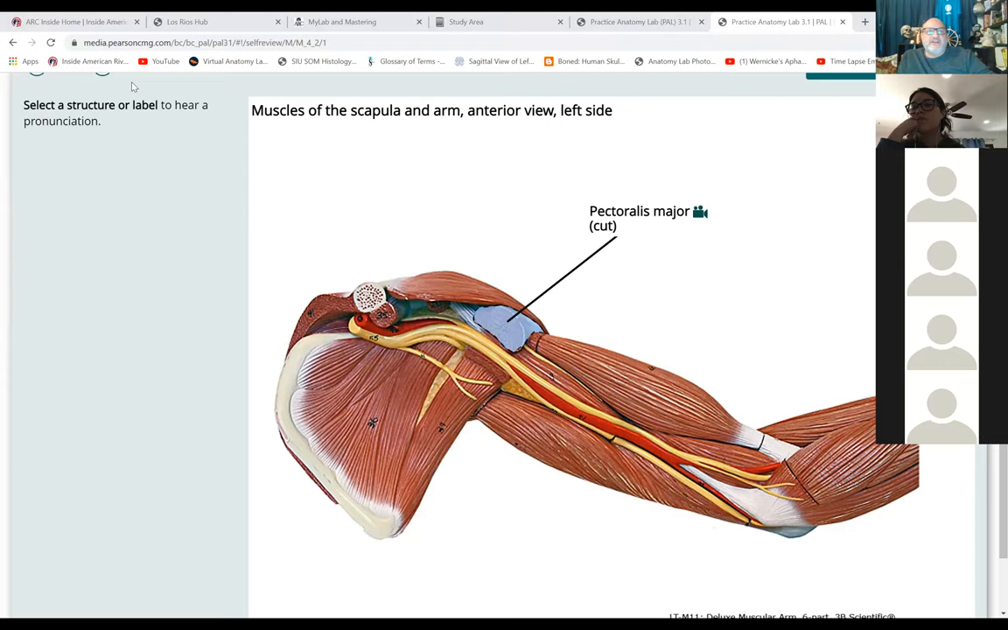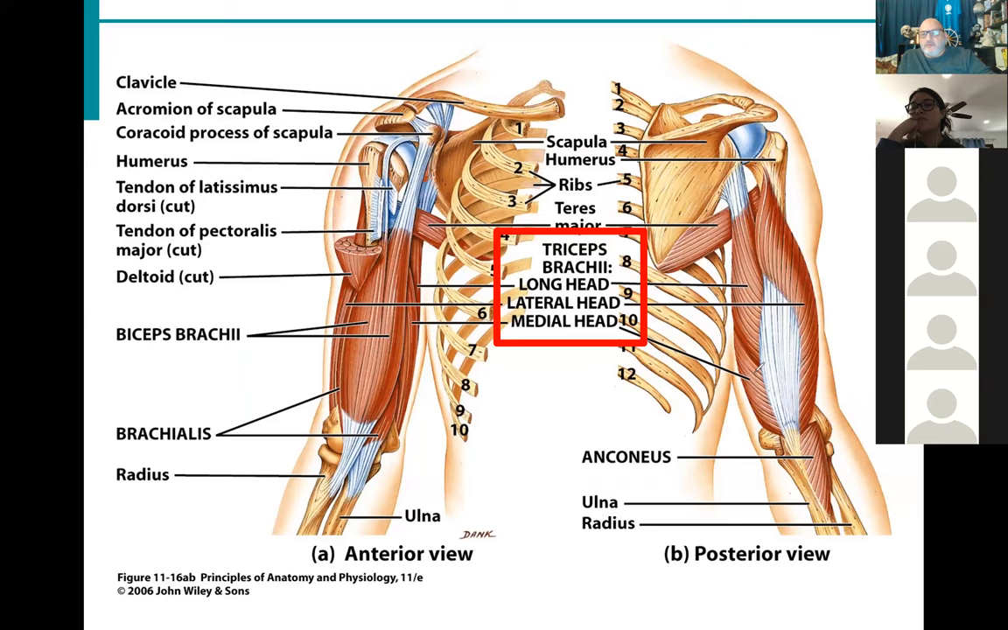All righty. And here, best view. Notice this one again. We can clearly see the two bellies of the biceps brachii and the three bellies of our triceps brachii from that anterior and that posterior view. All right, questions on that? All right, excellent.